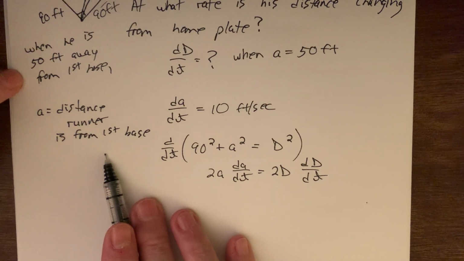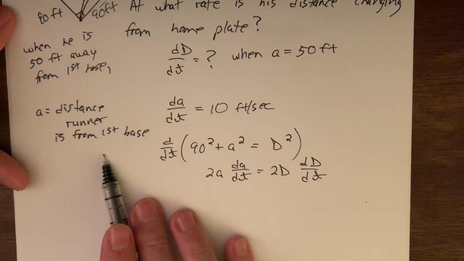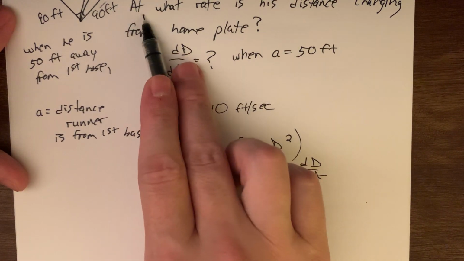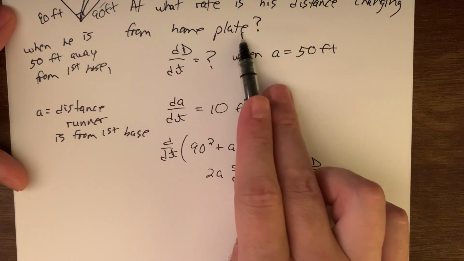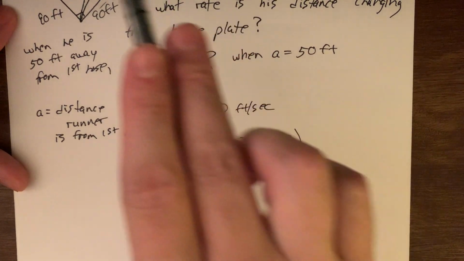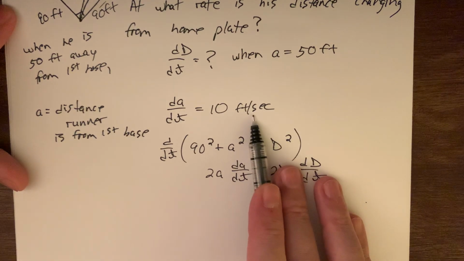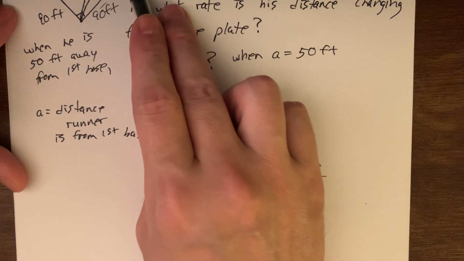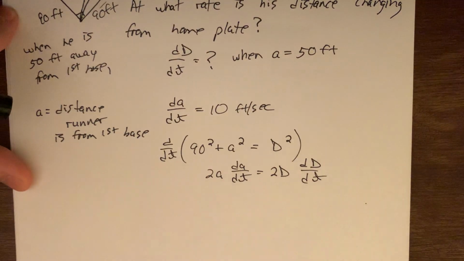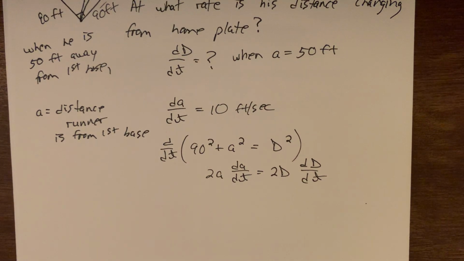So I want to leave this problem like this, but I could have said, after 5 seconds, at what rate is his distance changing from home plate? And you would have to say, well, if he's moving at 10 feet per second and he's traveled for 5 seconds, you would have to compute and figure out that A is 50. That definitely comes up in a couple of problems here and there.